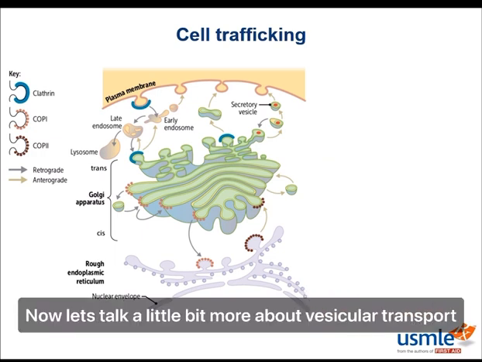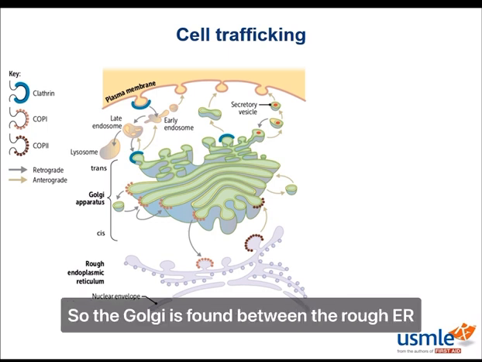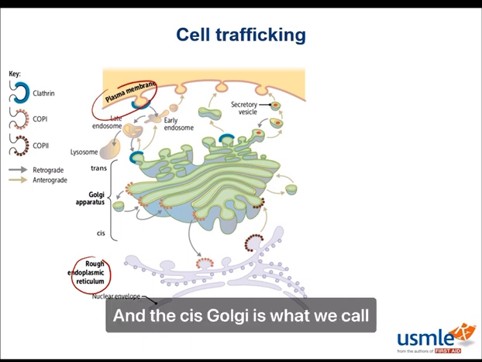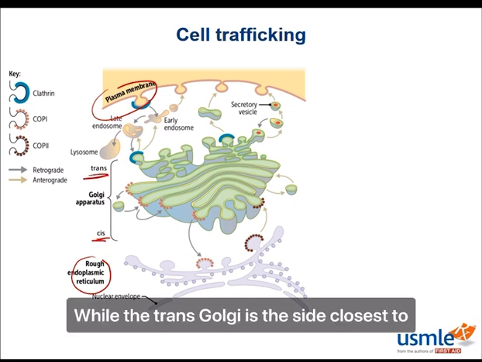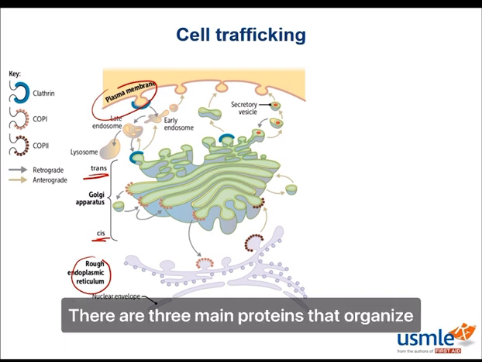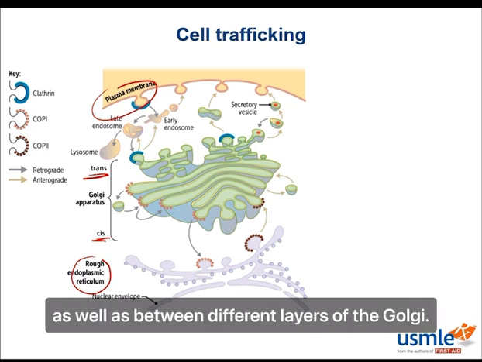Now let's talk a little bit more about vesicular transport to and from the Golgi. So the Golgi is found between the rough ER and the cell membrane. And the cis Golgi is what we call the side closest to the rough ER, while the trans Golgi is the side closest to the plasma membrane. There are three main proteins that organize traffic to and from the Golgi, as well as between different layers of the Golgi.